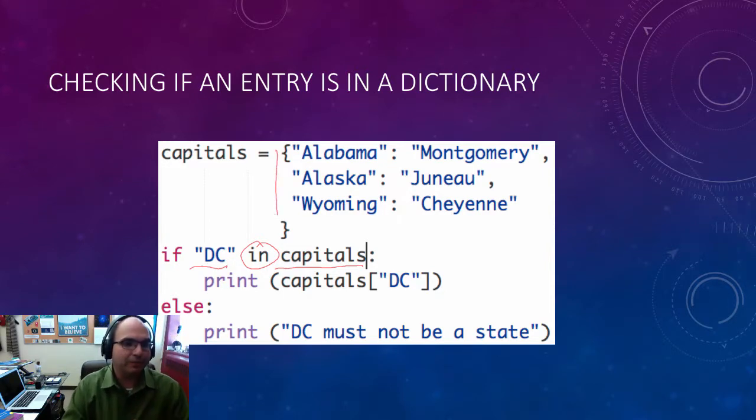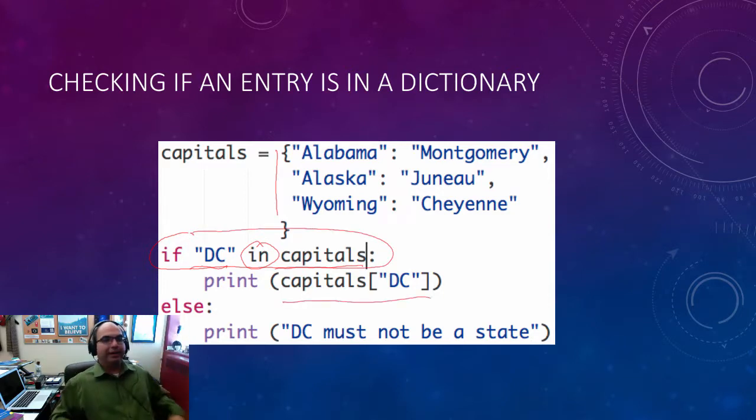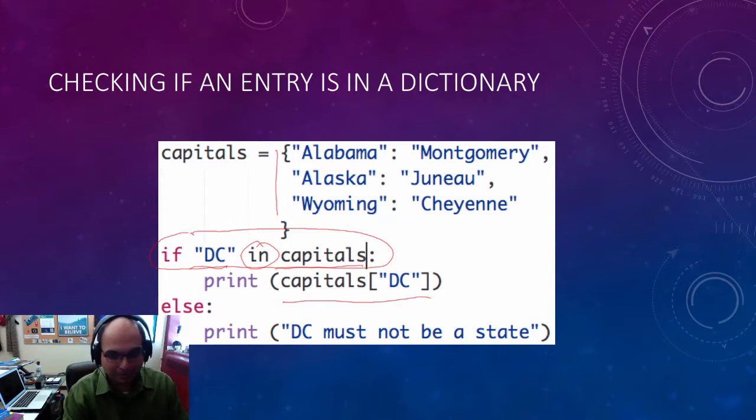So in this case, if you run this code, you'll get "DC must not be a state" because, well, it really isn't a state, right? So that's a way that you can actually defend yourself. You don't just say capitals of DC because if you do that, it'll actually break and go, hey, there is no such thing. But by putting that if statement first, then that protects you. Maybe in the else part, you can do something more intelligent than just printing that error message.